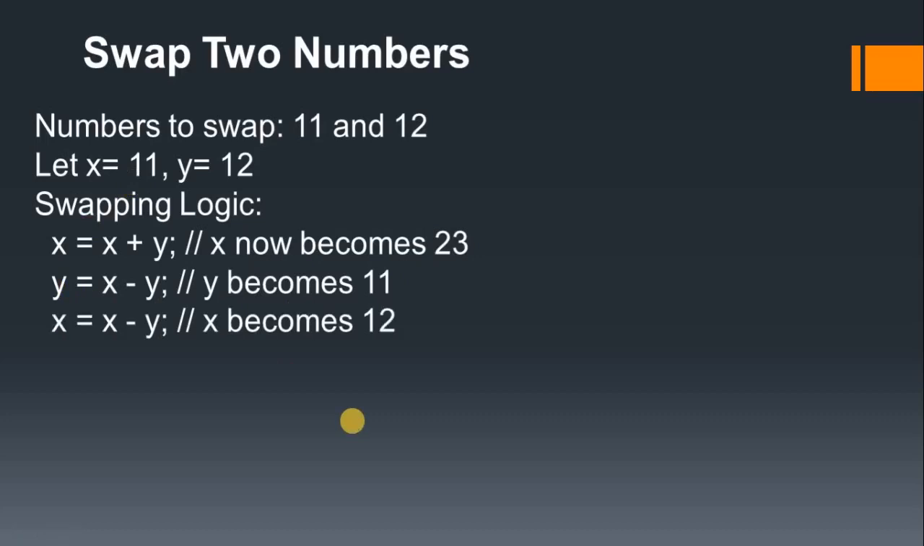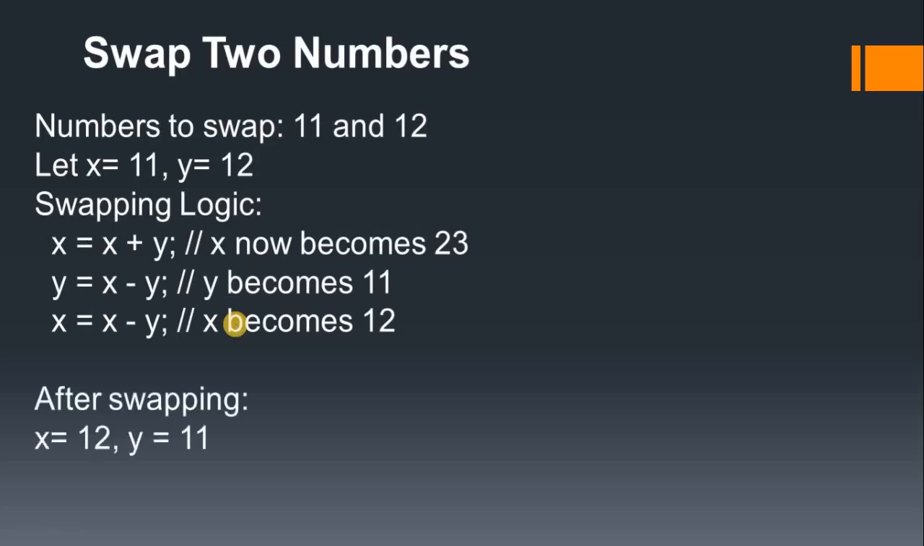Last statement is x equal to x minus y, because now x value is 23. Because of the earlier statement x value is changed, so x is 23 and y value is also 11. So 23 minus 11 will become 12. So we finally got the values interchanged.